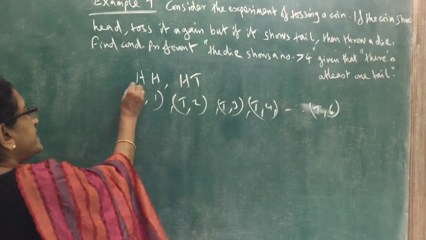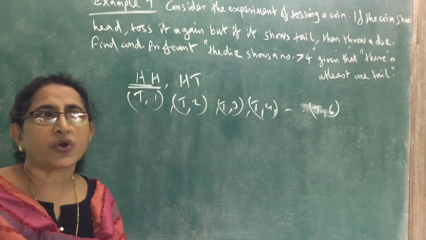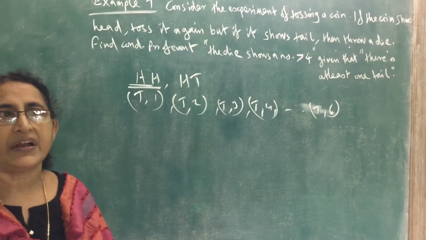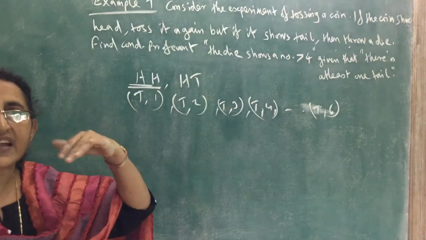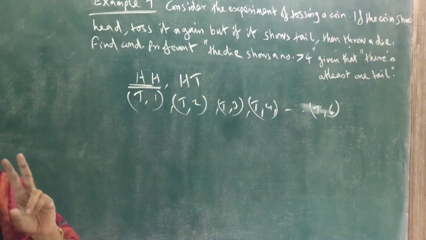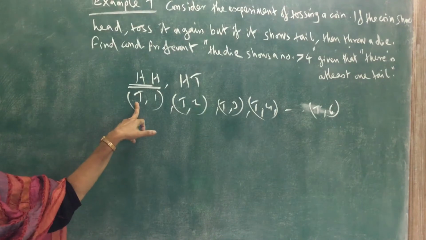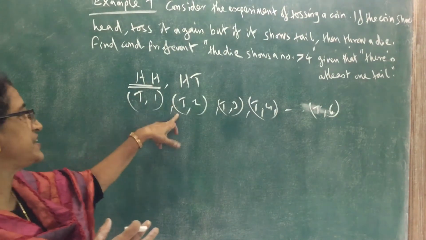Suppose you are getting head in the first toss, you have to toss it again. In the second toss, it may be head or tail. So the possible outcomes are HH and HT. In that case, only two outcomes are there. Now suppose the other case, you are getting tail in the first toss, then you have to throw the die. So the possible outcomes are T1, T2, etc.